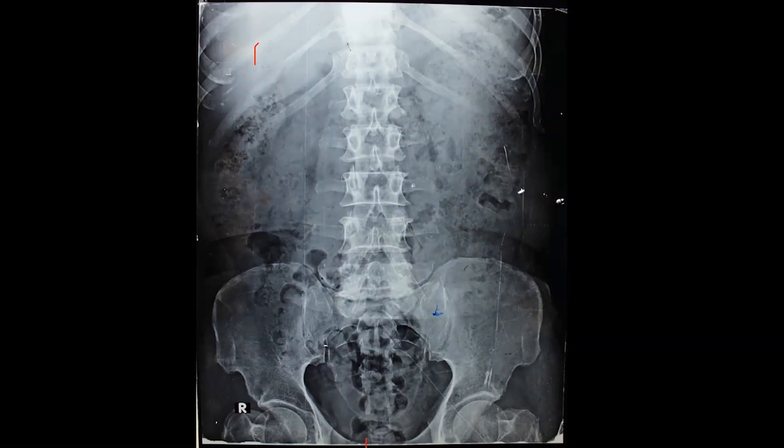Okay, this one is a plain X-ray. Yeah, this is a plain X-ray of the abdomen, yes. And here we can clearly see stents bilateral in the common iliac. I'm not so sure whether it's clear or not, but it's there. Yeah, point to the stents.